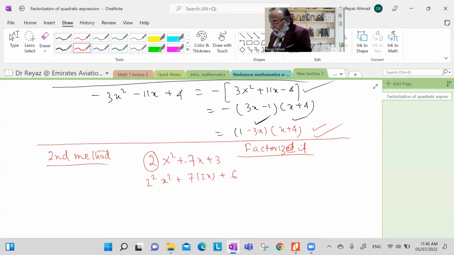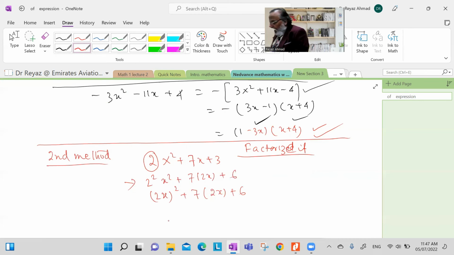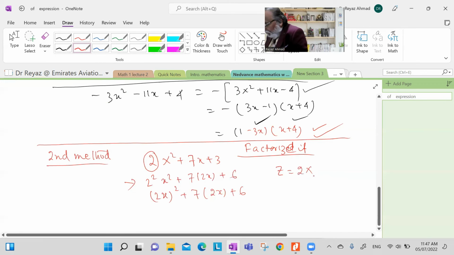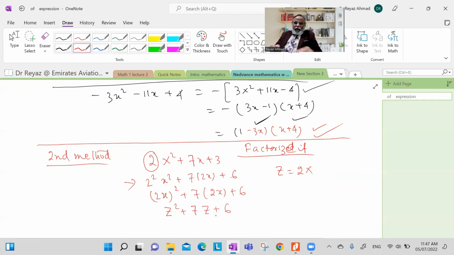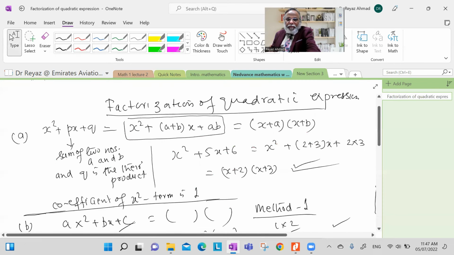But what this is going to give you is very important. I can write this as 2x squared plus 7 times 2x plus 6. And then I change z is equal to 2x. So this is going to give me z squared plus 7z plus 6. Now I converted the second problem to the problem of the first time.